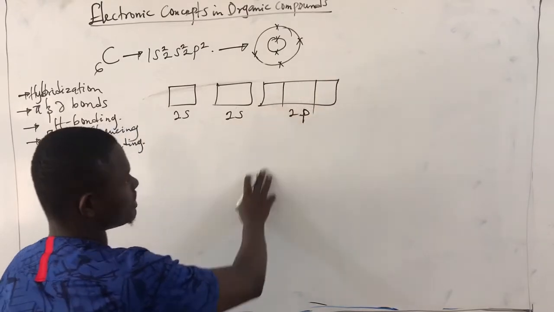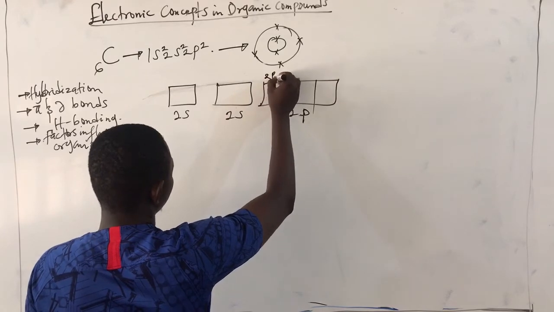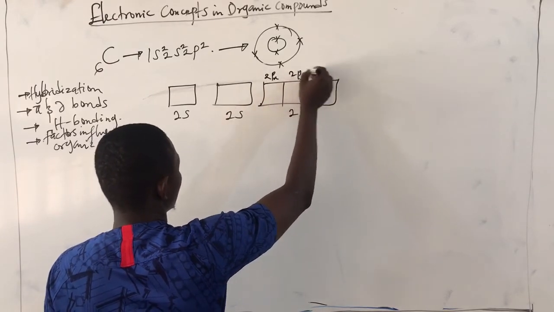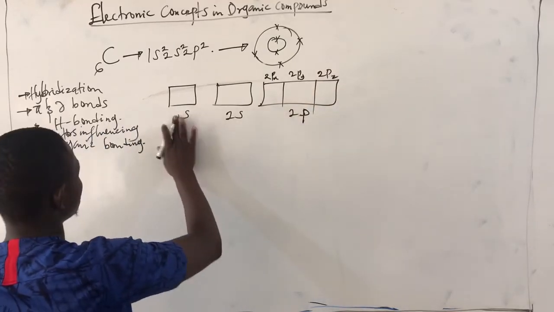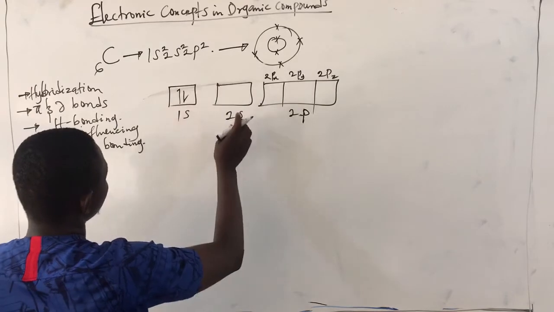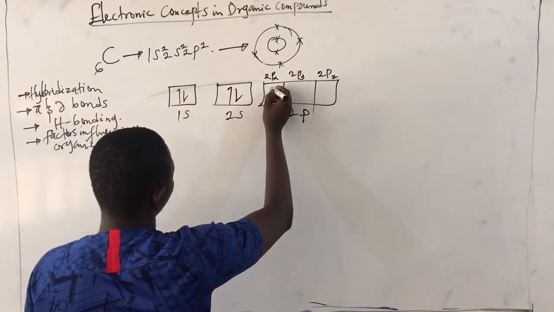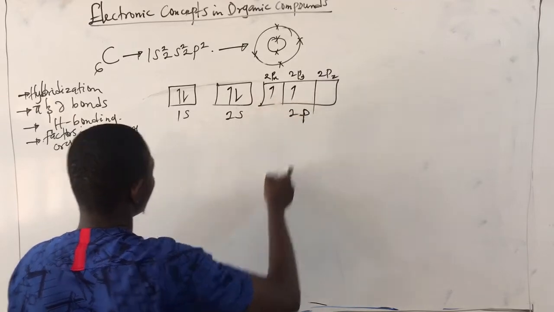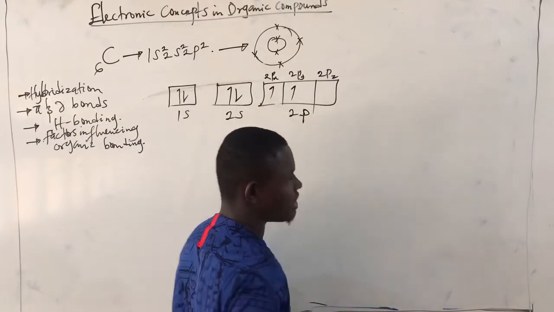Now these 3 subshells of the p orbital, we could call them 2px, 2py, and 2pz. So if you draw in the 1s orbital, we have 2 electrons there. In the 2s orbital, we have 2 electrons there. And in the 2p orbital, we have 2 electrons there. Now this is the normal electronic configuration of carbon, and hence this is called its ground state.